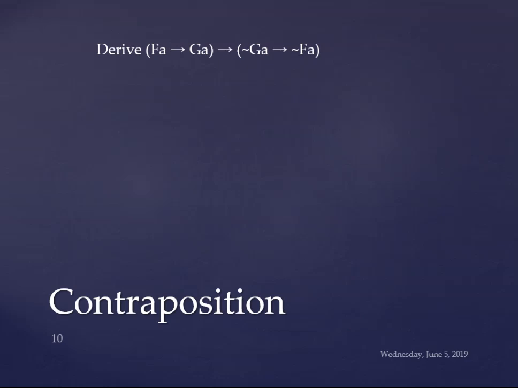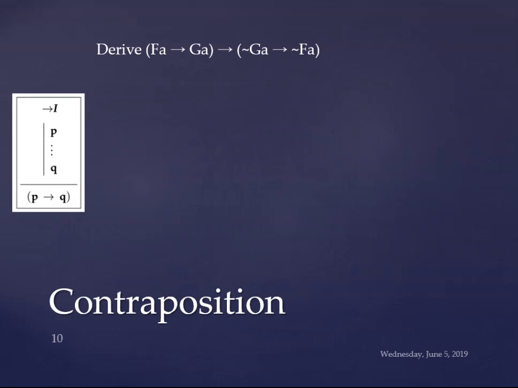All right, so what do I assume? Well, we're going to deploy the strategy of conditional proof, right? And so what I should do then, right, is assume the antecedent of the conditional I want to derive, which is going to be FA arrow GA. Yes, I can assume that whole thing because that is the antecedent of the conditional I want to derive.